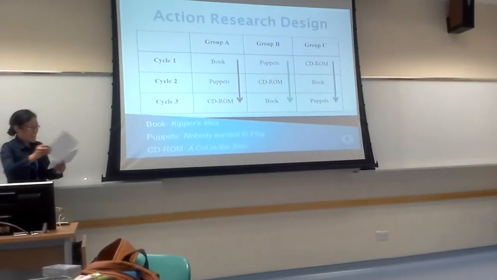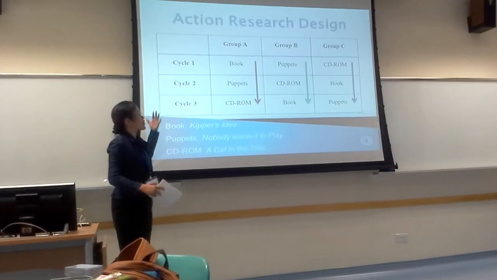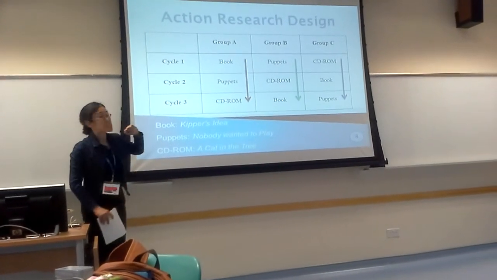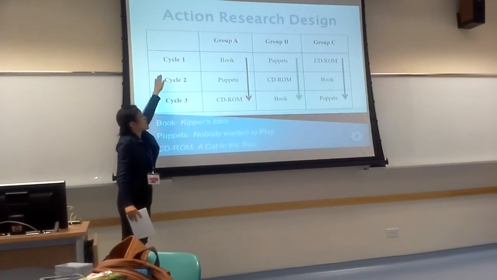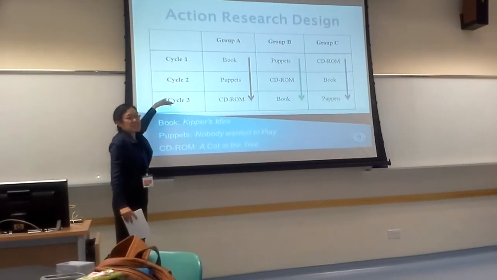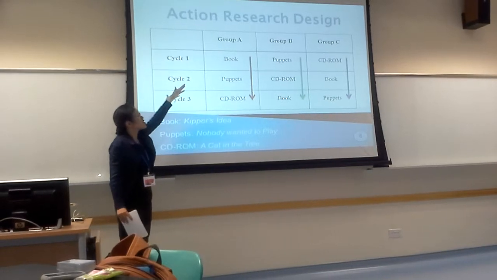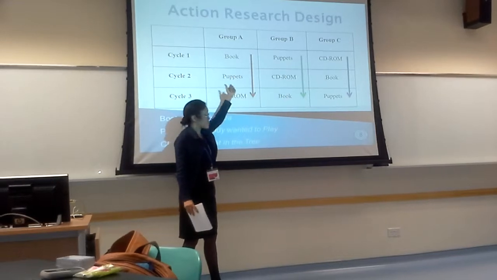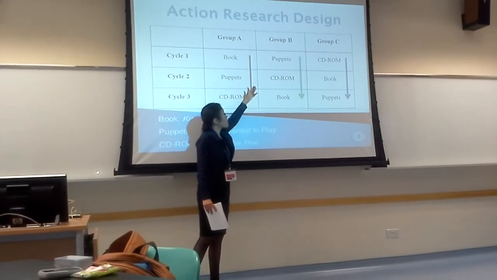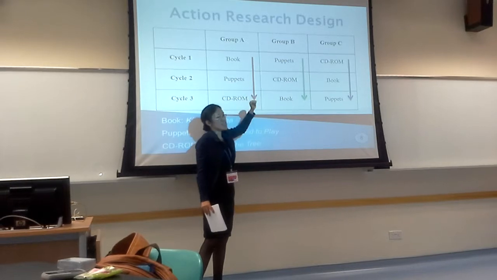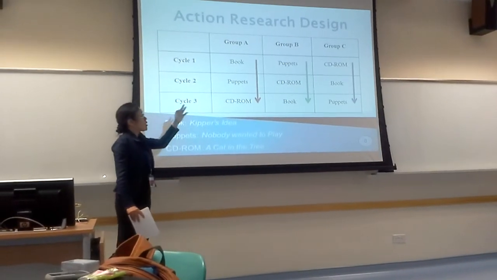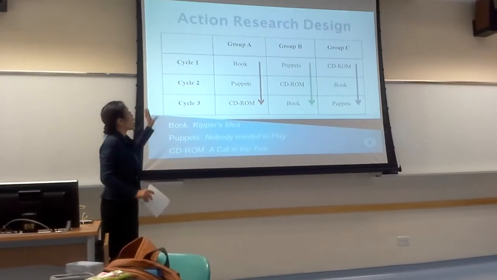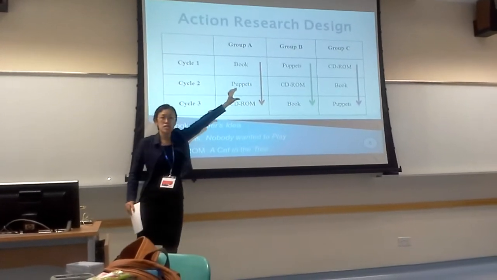All right. Now, there was a total of 3 cycles. Group A was presented the stories in the following sequence: first, start with book, then carry on with puppets, and lastly, they're introduced to CD-ROM. As for Group B, they start off with puppets, exposed to the story through puppetry, then through CD-ROM, and lastly through book. And Group C first started with CD-ROM, book, and then puppets.